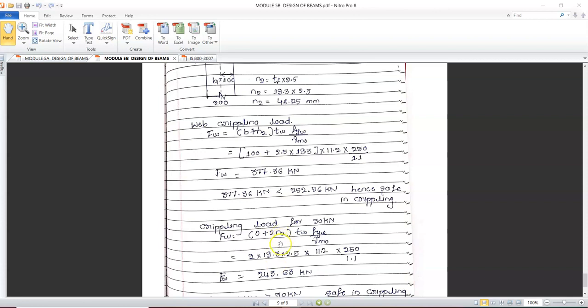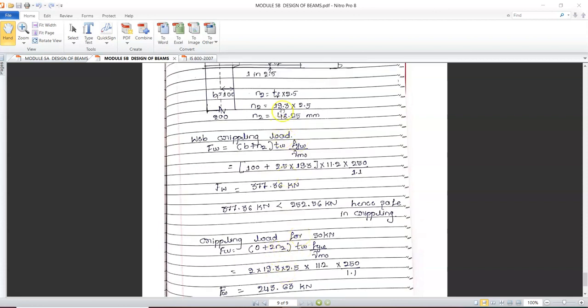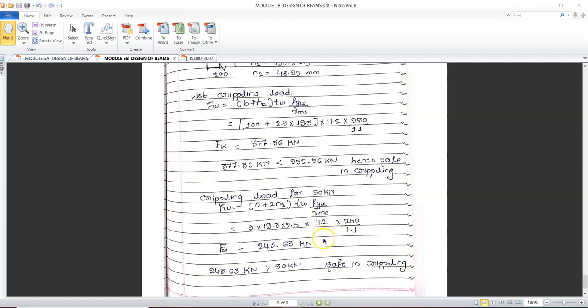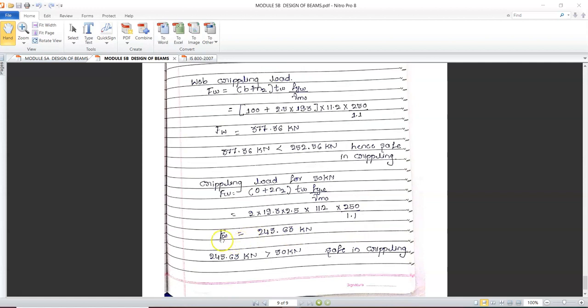2 into, yeah. So now N2, already we know, is 2.5 times the thickness of the flange. So that is 19.3 into 2.5 into thickness of web, 11.2 mm, into 250 divided by 1.1. So now FW, the crippling load, is 245.63 kilonewton.